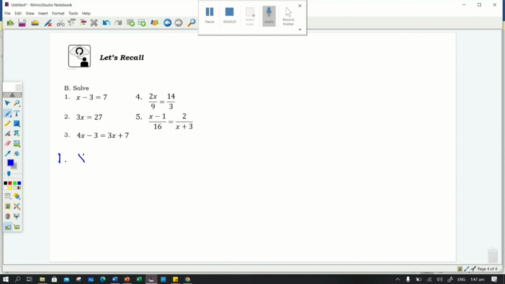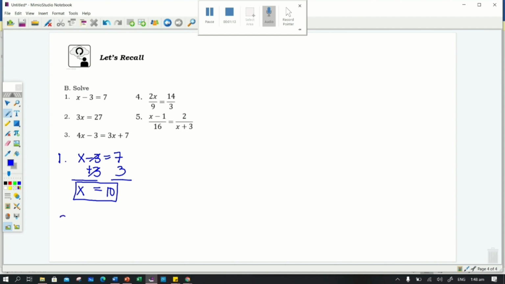In number 1, we have x minus 3 is equal to 7. So take note, we must isolate all variables to the left, and then those constant terms must be transferred to the right. So in this case, we need to transfer negative 3 to the right. And to do that, we will apply addition property of equality, meaning we're going to add both sides of the equation by positive 3. So this is x, negative 3 plus positive 3, that is 0, is equal to 7 plus 3, the answer is 10. So the value of x is equal to 10.